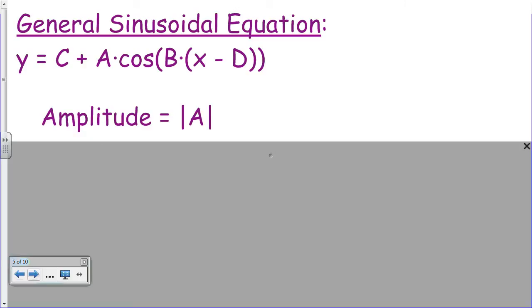So the amplitude is actually the absolute value of A. Now the amplitude there is always positive, and that's why we take the absolute value of A, because A could be negative. So it basically ignores the sign of A to get the amplitude. And notice that you're multiplying A times the cosine function. That's a vertical stretch, a vertical dilation of that function. So the amplitude actually indicates the vertical dilation, but with a sinusoid we call it the amplitude.